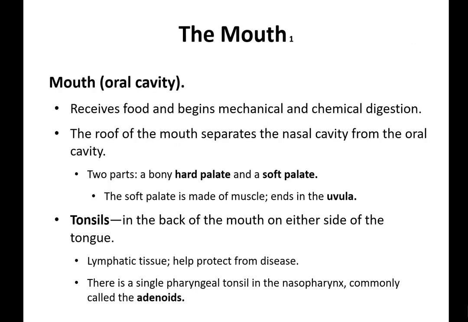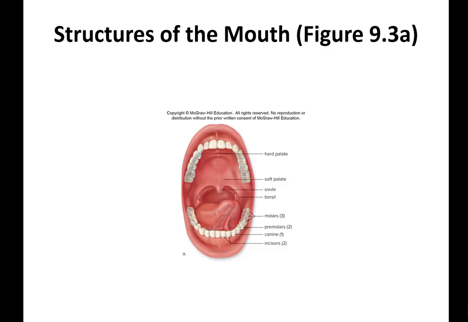The mouth, the oral cavity, receives food and begins the process of mechanical and chemical digestion. It is bounded by the lips and the cheeks. The roof of the mouth forms the hard and soft palates, separated by the nasal cavities from the oral cavity. Here's a picture of the hard palate, soft palate, uvula, tonsil, the molars, premolars, and the canine teeth.